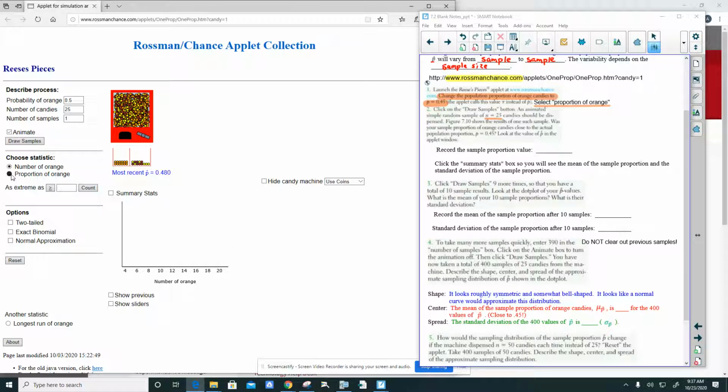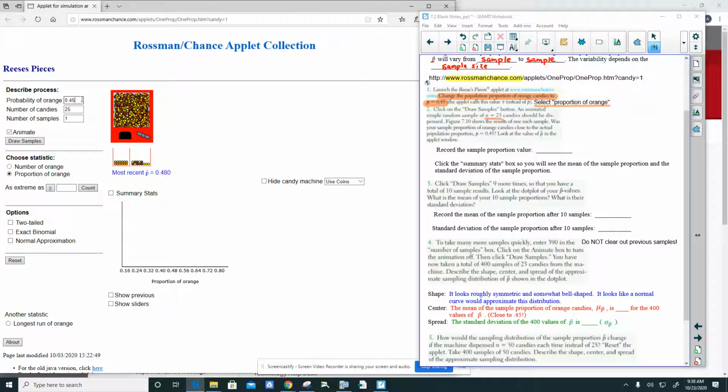Okay. So we're going to select a proportion of orange candies. That's what we're interested in, rather than the number of orange candies. We're going to say that in this particular candy machine, the actual true proportion of orange candies is 0.45. 45% of the candies in this candy machine are orange. That is actually the P, the population proportion. We want to take samples of size 25 candies.